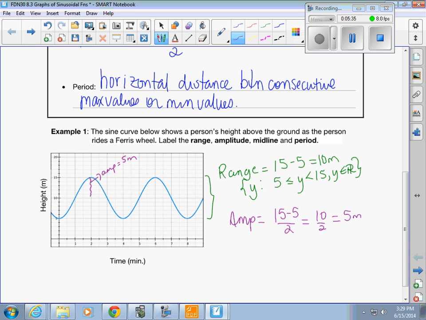Next one says the midline. So midline was y is equal to the maximum plus the minimum divided by 2. So that's 20 divided by 2. So then the midline is at y is equal to 10. So right here would be my midline.